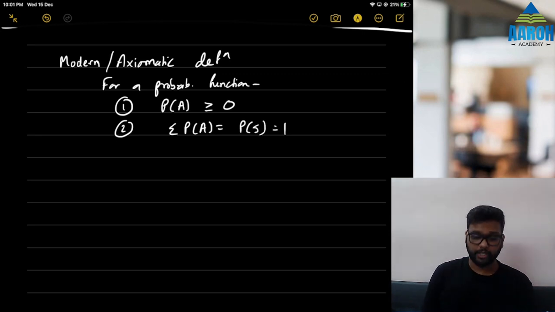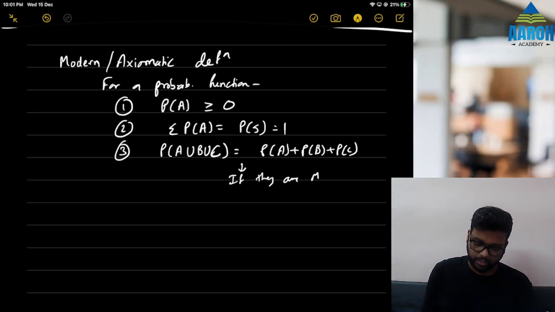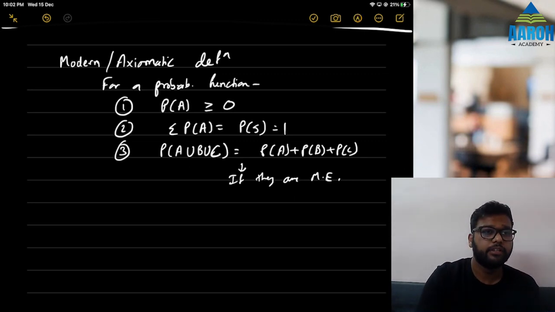Correct. And if events are mutually exclusive, then probability of A union B union C is equal to probability of A plus probability of B plus probability of C. Correct, if they are mutually exclusive. Again, might be important from MCQ point of view. This is called the axiomatic definition of probability. Fine. So these were definitions of probability.